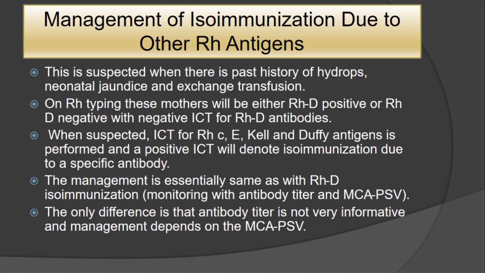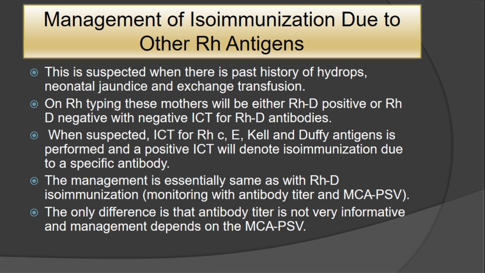Let us suspect other rhesus antigens if there is a history of hydrops fetalis, neonatal jaundice, and exchange blood transfusion. And on typing the blood of the mother, she is Rh positive. That means the mother is not Rh negative. Rh positive mother that is having hydrops fetalis, neonatal jaundice, or the baby has had an exchange blood transfusion in the past.